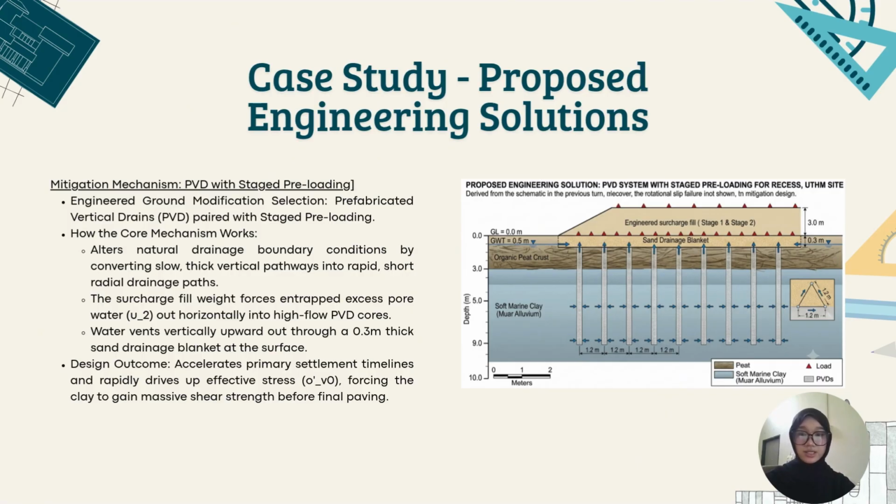Also, this slide showcases our official technical design cross-section. The PVD units are designed to fully penetrate through the 3-meter thick peat layer and down 9 meters into the soft clay. They are laid out at a 1.2 meter triangular spacing grid, which is the most efficient configuration to ensure rapid consolidation across the alluvial clay matrix.